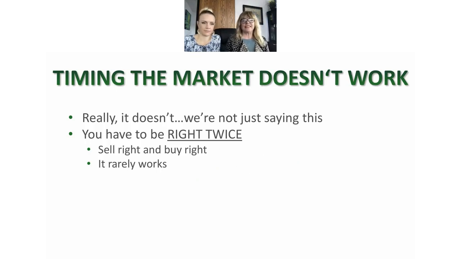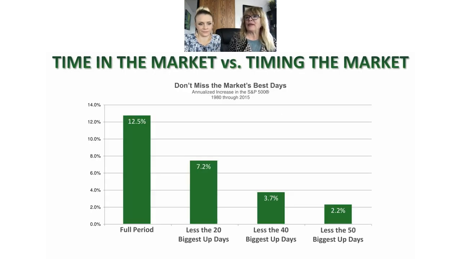Timing the market doesn't work. Again, I already said this a few times. You have to be right twice, and it generally doesn't work. We got a new client recently because their advisor took them completely out of the market last year, and then they missed the rebound, totally missed it.